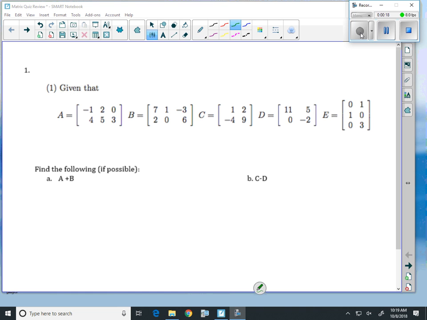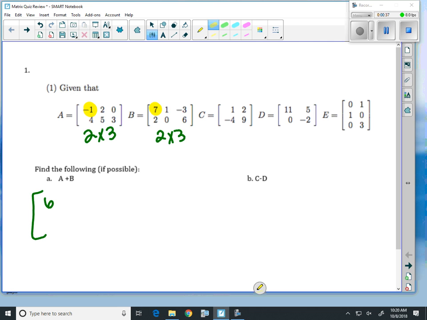So the first thing you want to check on is that A and B are both the same size matrix. Since they are both a 2 by 3 matrix, we can definitely add those together. And when we add them, we just add their like parts. So the -1 will correspond to 7. So -1 plus 7 is 6, and so on and so forth. Then we go to the 2. Add it to the 1. 2 plus 1 is 3.